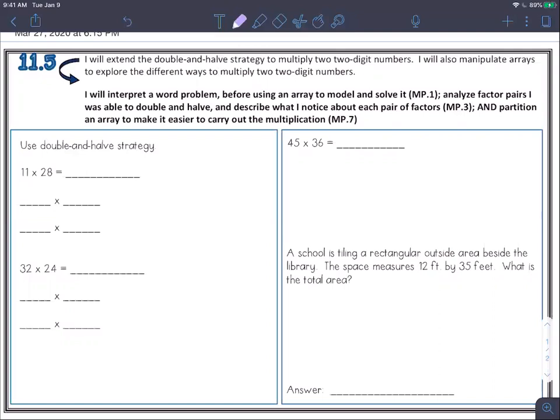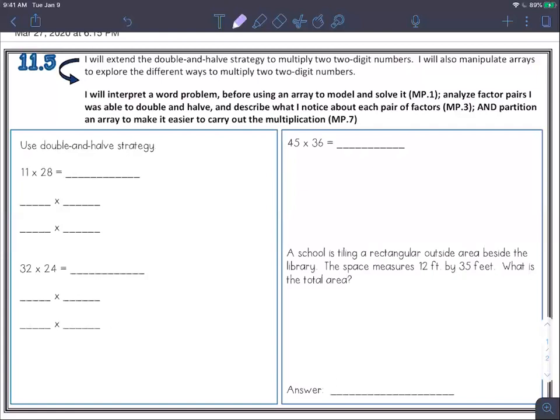It is different than double-double or half-half when we are dividing. You're doubling one number and taking a half of another number when you're multiplying. And the reason why we do that is just to make the multiplication a little bit easier. So I'll kind of model here for you.